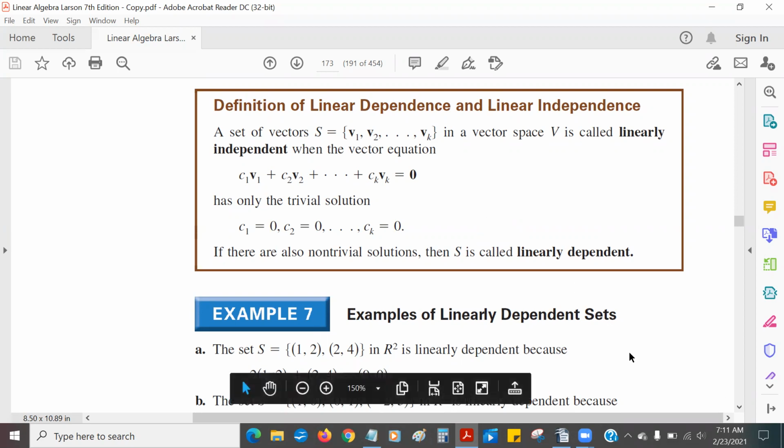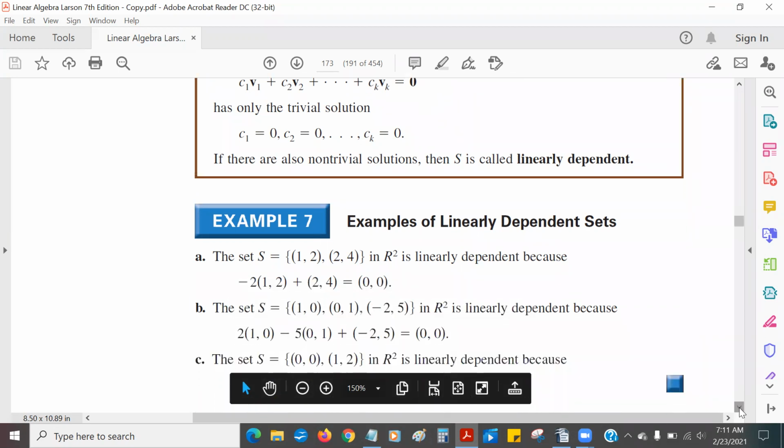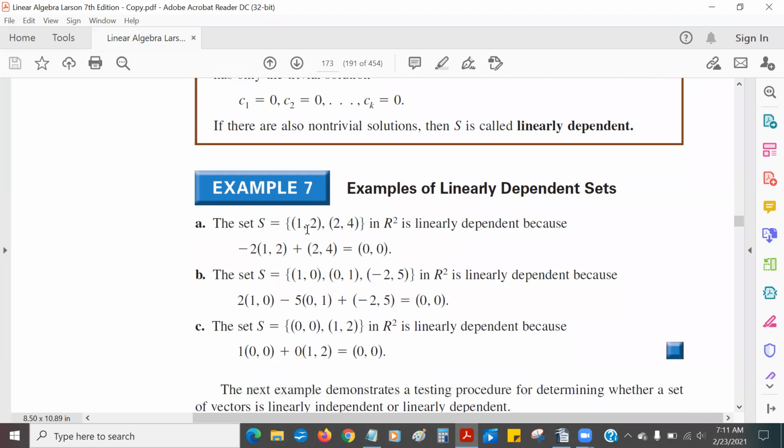Here are some examples of linearly dependent sets. S is equal to the set (1, 2), (2, 4). Well, -2 times (1, 2) plus 1 times (2, 4) is the 0 vector. So I was able to find non-zero numbers to make a linear combination equal to 0. Here we have (1, 0), (0, 1) and (-2, 5). If I do 2 times the first vector minus 5 times the second vector plus 1 times the last vector, again I get the 0 vector. So again, these are non-zero coefficients.